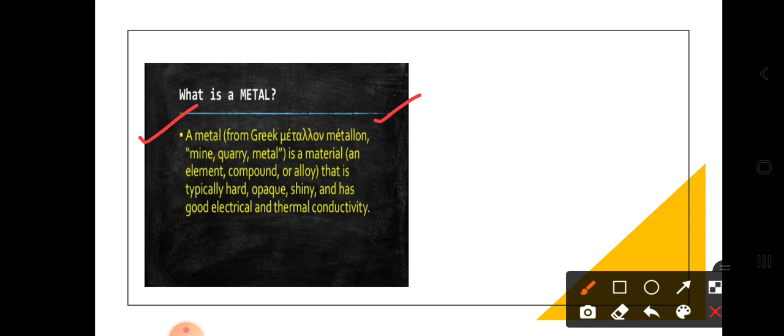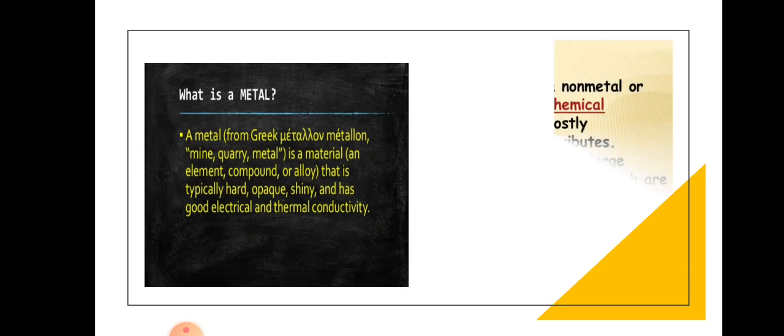How did we get this word metal? From metallon, which is a Greek word. It means mine, quarry, metal. A metal is a material, element, compound or alloy. You can say an alloy is nothing but the combination of two or more metals. It is typically hard, opaque, shiny and has good electrical and thermal conductivity. So these are a few properties of the metals.